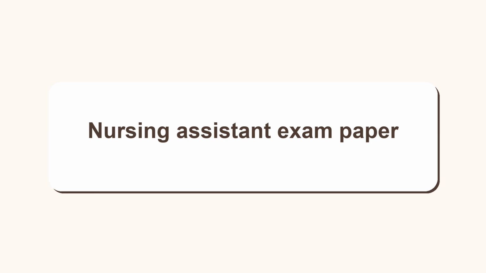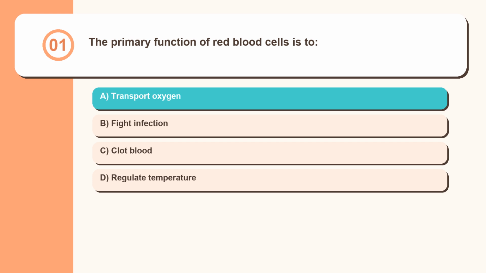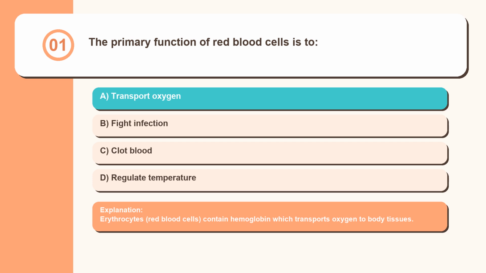Nursing Assistant Exam Paper. Question 1. The primary function of red blood cells is to: transport oxygen, fight infection, clot blood, regulate temperature. Erythrocytes, red blood cells, contain hemoglobin which transports oxygen to body tissues.